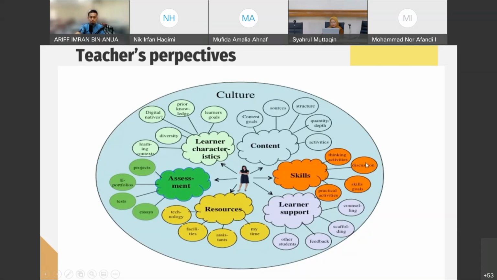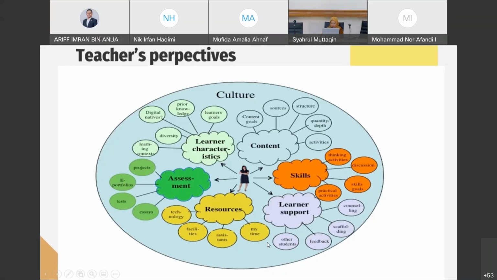It will be quite difficult and quite hard if we use this kind of activity when we carry out the class in rural areas. And then also the skill goals. Yeah, the skills that should be achieved at the end of the teaching and learning process. And also the practical activities is the follow-up. And then from the learner support, a teacher will also think about counseling, about scaffolding, about feedback, and also about the other students.